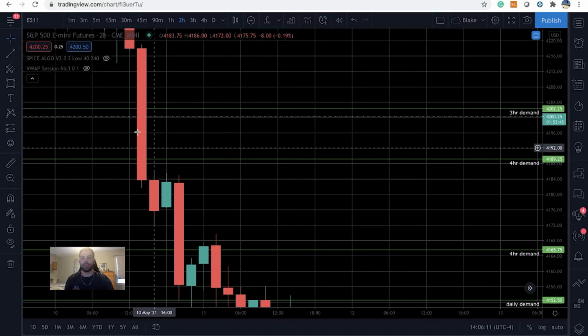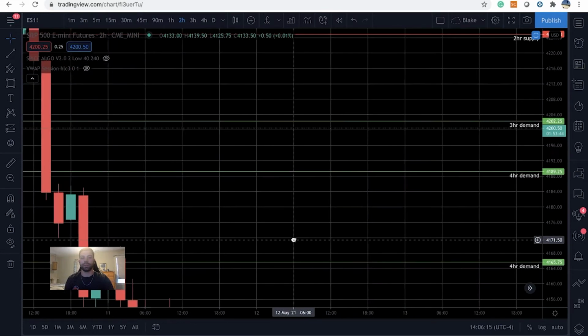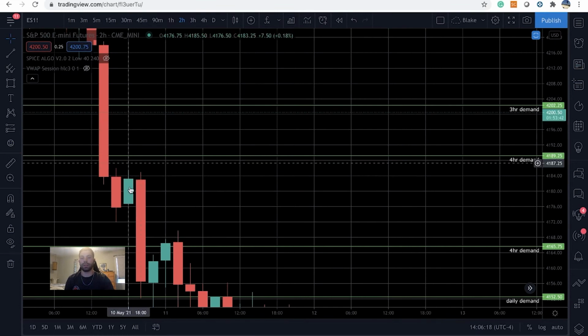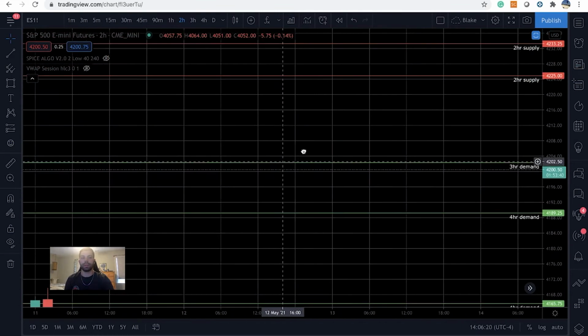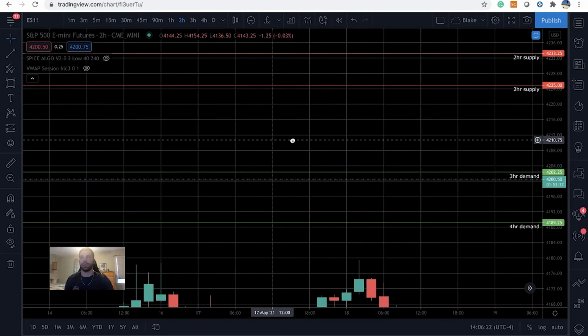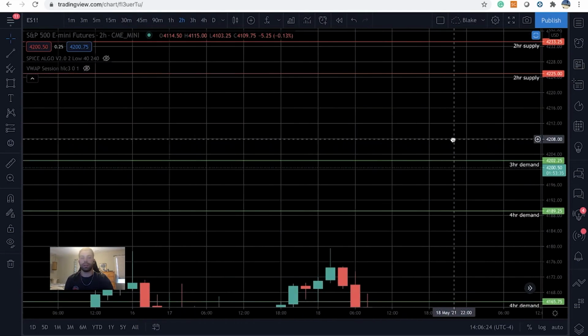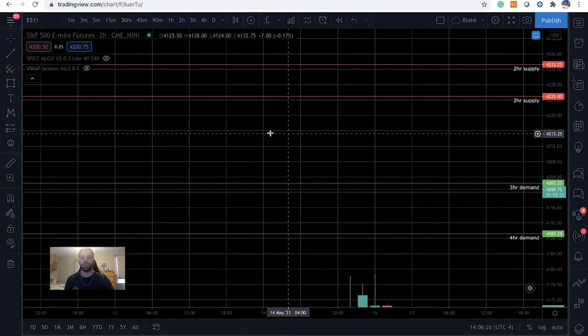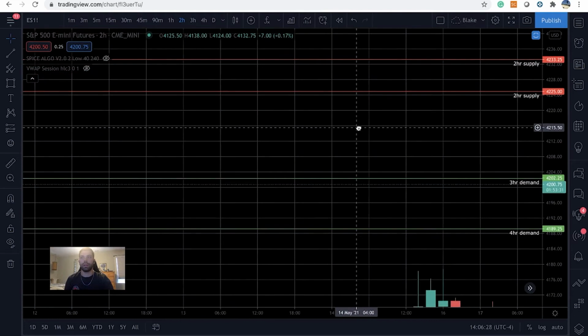This is a great example of a base drop. But of course price is way above that, so any supply there would have been wiped out. But that's the candle structure we are looking for, right? So 2-hour supply. I think we are pretty good there.